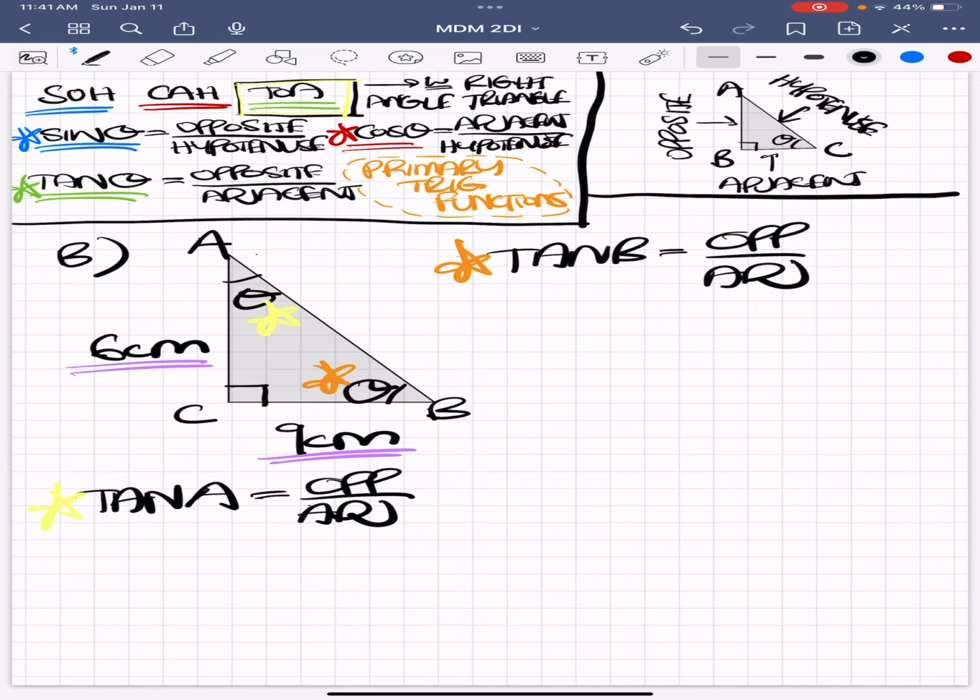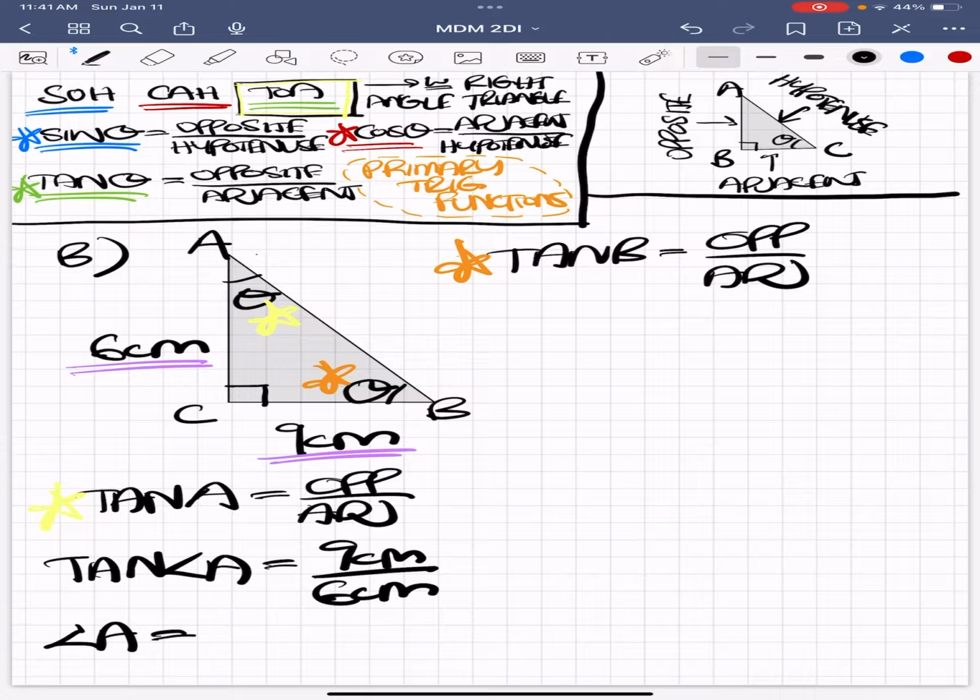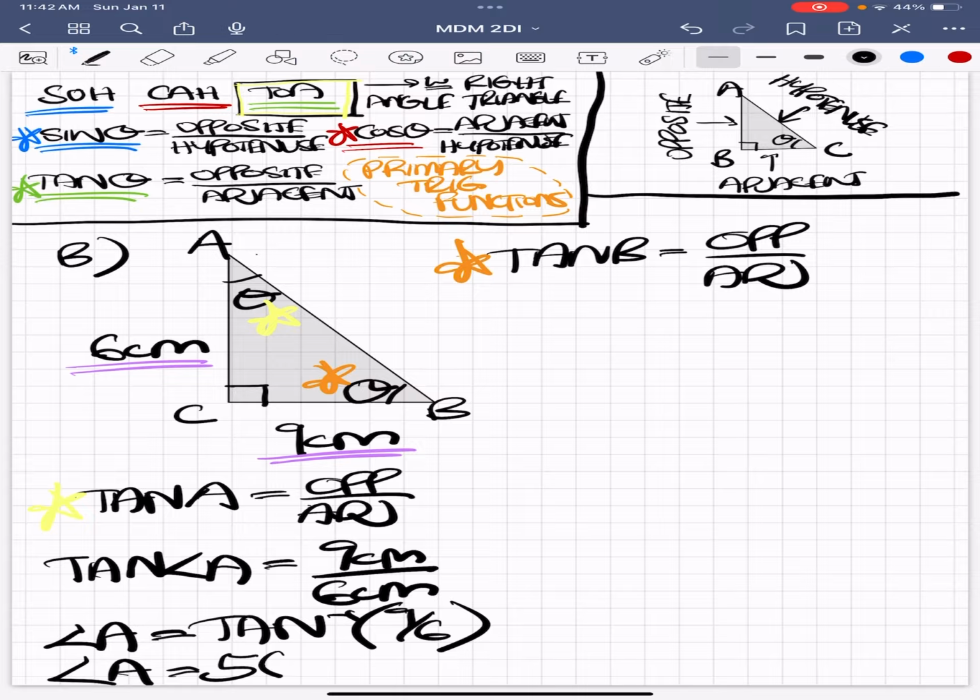So we have tan angle A, and we have 9 centimeters over 6 centimeters. Angle A, we're going to take the inverse of the tan function, 9 over 6. And then we have angle A, which is 56.31 degrees. Rounded to the nearest degree would be 56 degrees. And we'll circle that.